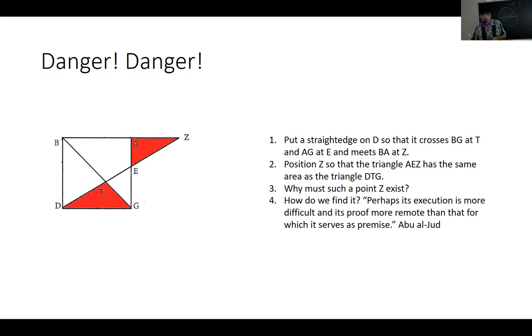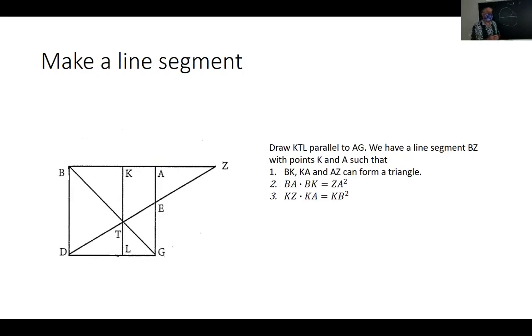But after you do that, the rest is just construction. Okay? You draw a line through T, which is parallel to the sides. And then this means we have constructed a line segment BZ, which is cut at A and K.